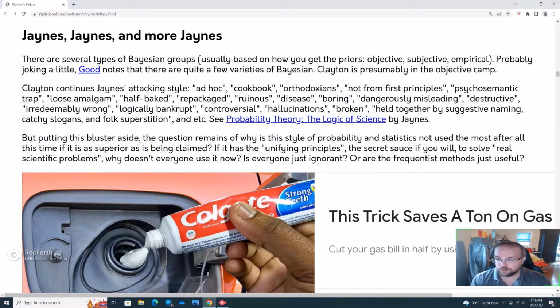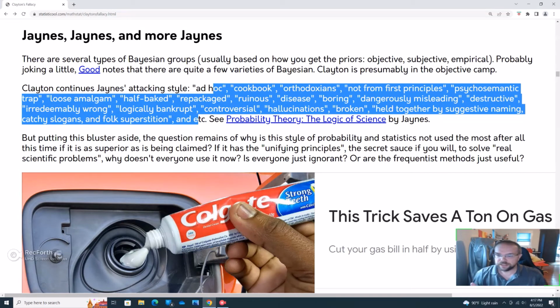He refers to, I don't know, wanting to start a war or end the war, something like that. But he continues Jaynes' attacking style: frequentist is ad hoc, cookbook, orthodoxian, not from first principles, psychosemantic trap, loose amalgam, half-baked, repackaged, ruinous, a disease, boring, dangerously misleading, destructive, irredeemably wrong, logically bankrupt, controversial, hallucinations, broken, held together by naming, catchy slogans, folk superstition, and so forth.